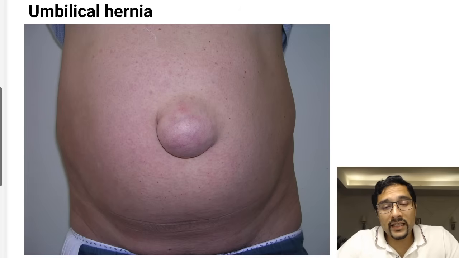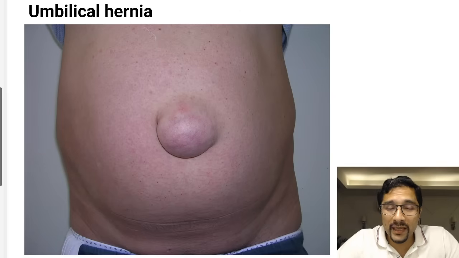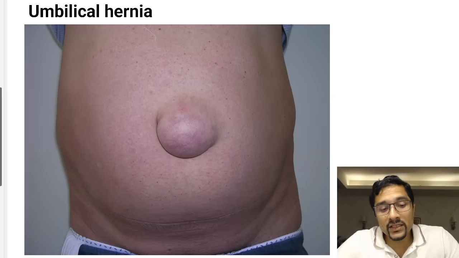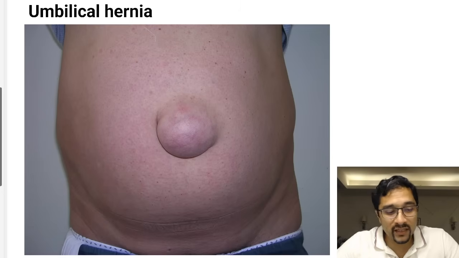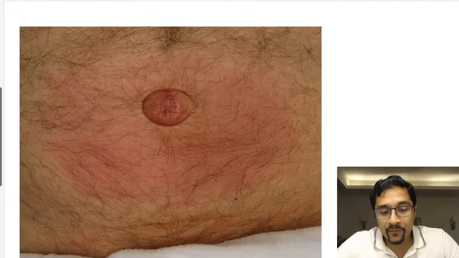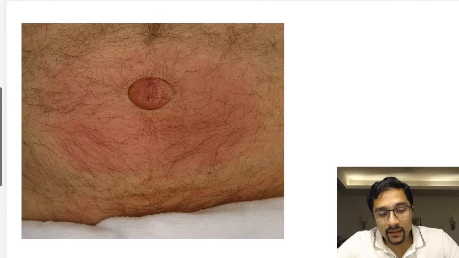In such a case, when the defect is big, you are mainly using a mesh. But in such cases, you also have to excise the redundant skin. So always remember, if you have such redundant skin, remove the redundant skin and you have to put a mesh as well.